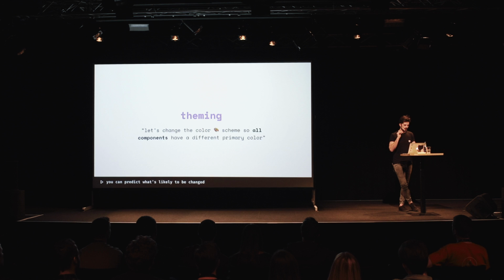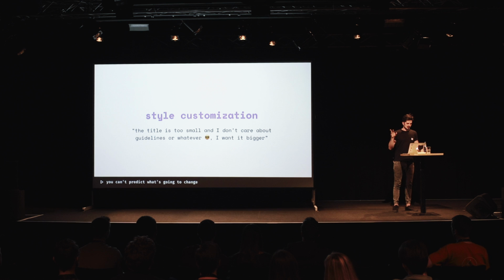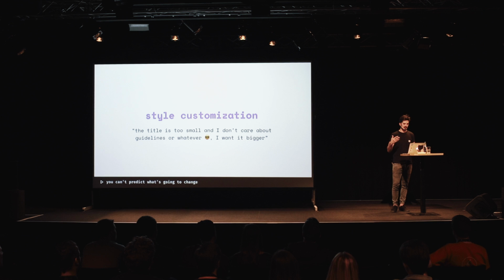Apart from that, you have style customization. So picture this case. I give you a material design card, and you say, the title is too small, I want to make it bigger, or whatever, right? I can tell you, no, this is the way the card should look. But maybe you just don't care. You just want to change it, right? So you can't really predict, when you're shipping a component, what the user is going to change in the end. So you have to provide some kind of escape hatch, so the user can change stuff that is not meant to be changed, but it should be possible to change. This is the second layer.